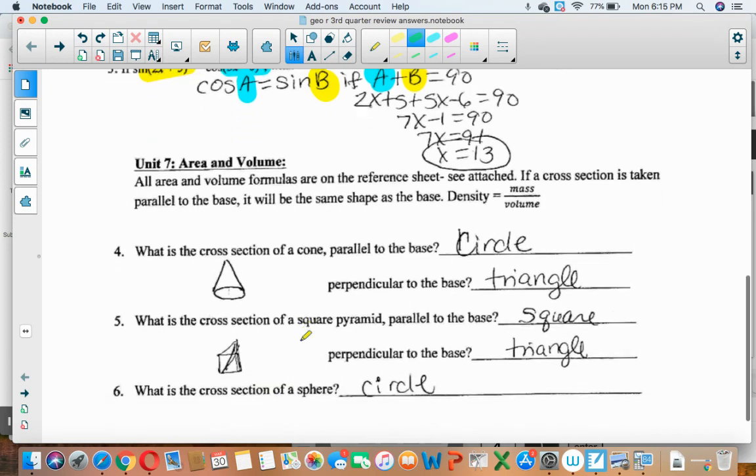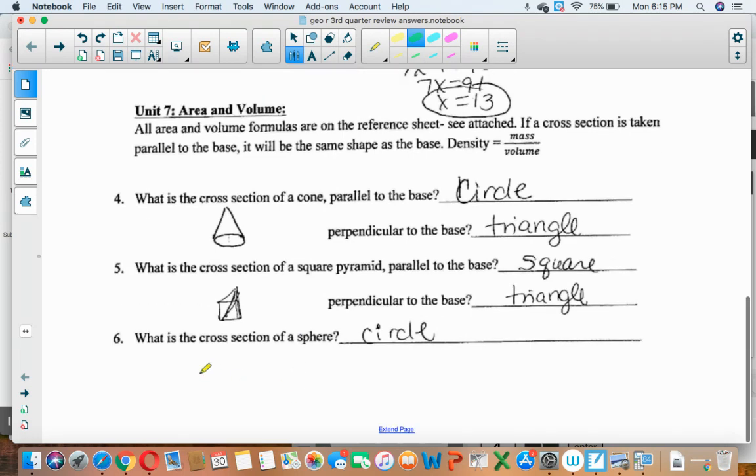Cross section of a square pyramid that's parallel to the base is going to be whatever shape the base is. My base is a square, so it will be a square. And the sides of a pyramid are triangles. So if I take a cross section that's perpendicular up and down to the base, then the cross section will be a triangle. A sphere is like a soccer ball, basketball, globe. Any kind of cross section will be a circle. There'll be different size circles, but they will be a circle.